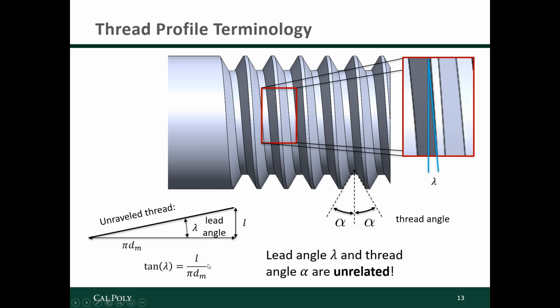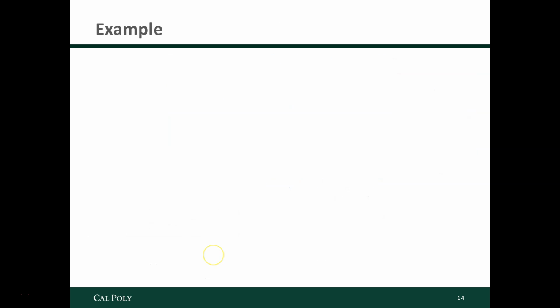The lead angle lambda and the thread angle alpha are not related. So let's do an example. What's the lead angle of a quarter 20 bolt? We haven't learned to read thread designations yet, but you might know that quarter refers to the major diameter of the bolt, D, and 20 refers to the number of teeth per inch of the bolt. So I'll give you some additional information.